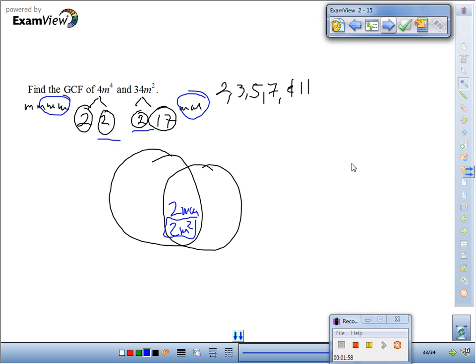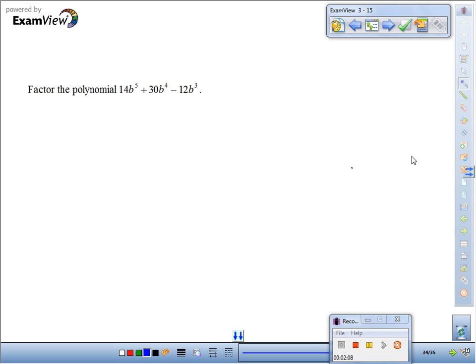Factor the polynomial 14b to the 5th plus 30b to the 4th minus 12b to the 3rd. Okay? So, first step for any factoring, this is including binomials and polynomials. What did we say? First one is to check for what? GCF. Remember, GCF is your BFF from now on. So before you call your BFF or text them, check for GCF. All right, so here we go. So what's my GCF here?